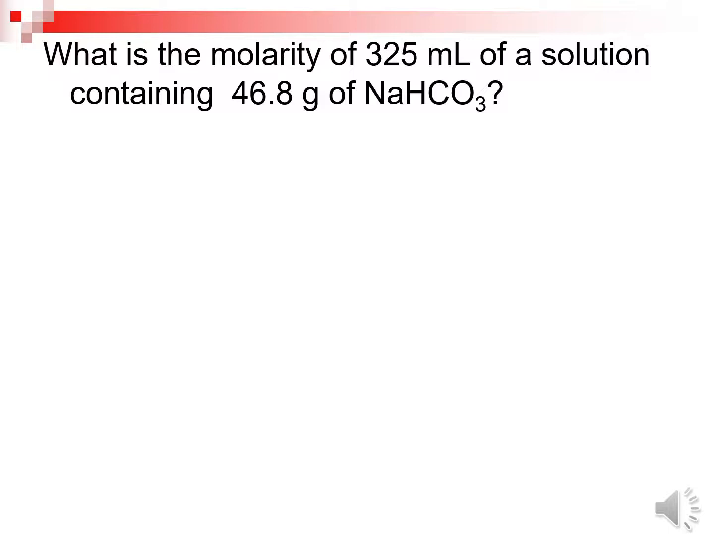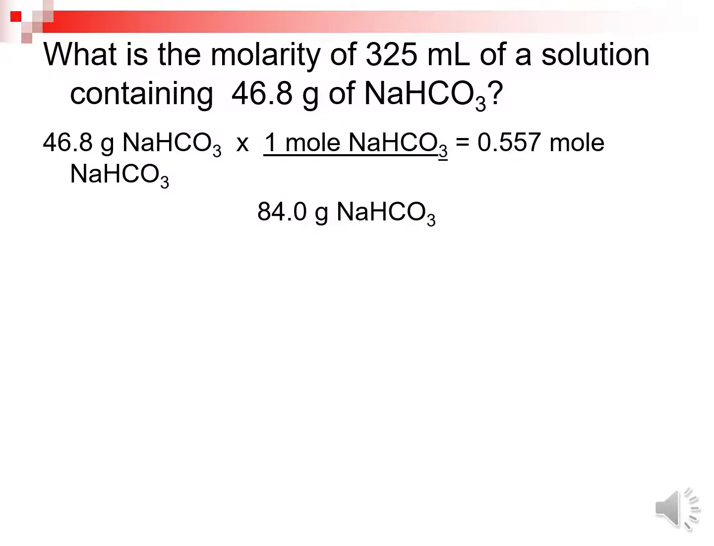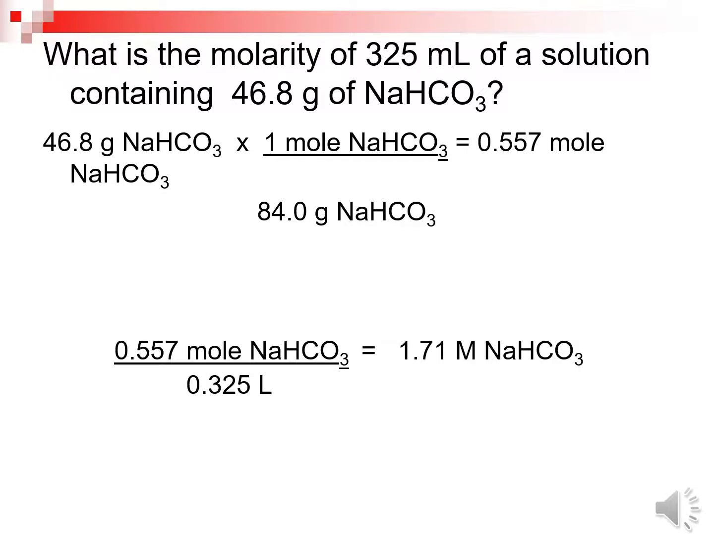Another one, what is the molarity of 325 milliliters of solution containing 46.8 grams of NaHCO3, sodium bicarbonate? This was worked exactly like the last one. 46.8 grams times 1 mole over 84 grams, 84 being the molar mass, which you get when you add up 23 for sodium plus 1 for hydrogen plus 12 for carbon and 3 times 16 for oxygen. You add up the molar mass, you get 84. 46.8 divided by 84 is 0.557 moles. 325 milliliters is 0.325 liters, so moles per liter is 1.71 molar sodium bicarbonate.